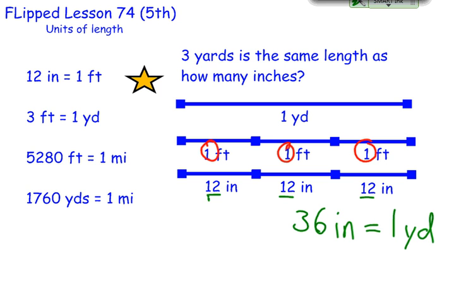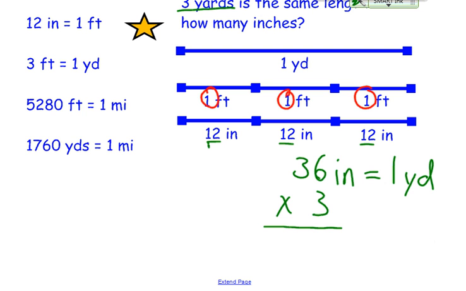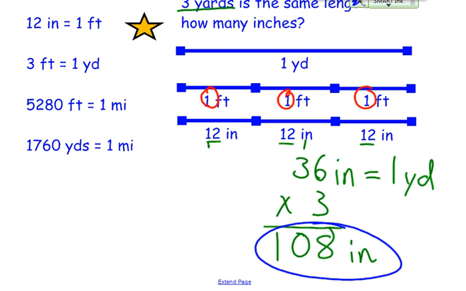However, the problem asks us for 3 yards. All right, so if 1 yard equals 36 inches, then 3 yards, we would take 36 times 3 and get an answer of 108 inches. So in the end, our answer would be 108 inches. Since 36 are in 1 yard, 108 must be in 3 yards. So we have these conversions.